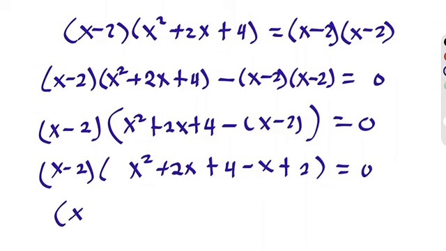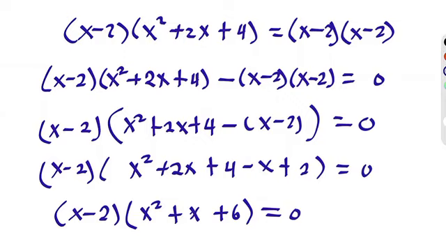So we're going to have x minus 2. Then, let's open the bracket to simplify what we have inside the bracket. For that, we have x squared plus 2x minus 3 minus x, we're going to have plus x, then 4 plus 2, we're going to have plus 6, then everything equals 0.